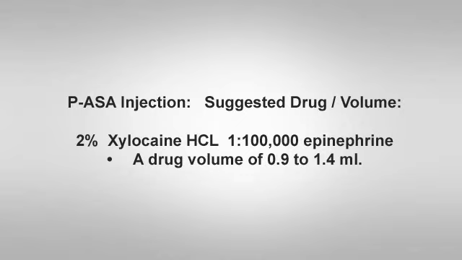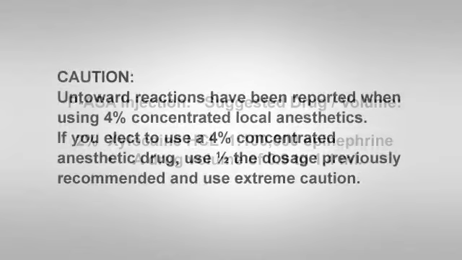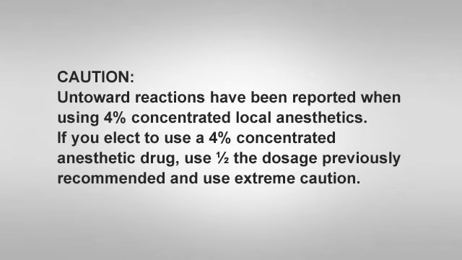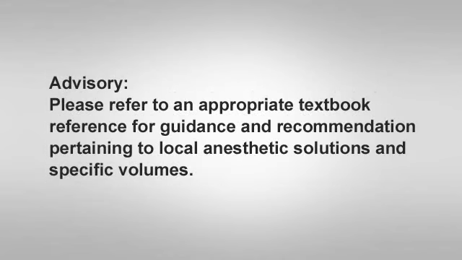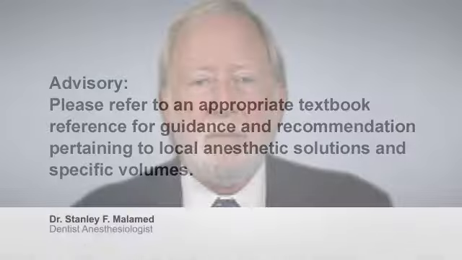A drug volume of 0.9 millimeters to 1.4 millimeters, which is equivalent to 3/4 to 1 full cartridge, is a suggested volume when performing the P-ASA injection. If you elect to use a 4% concentrated local anesthetic drug, such as 4% articaine HCl, use half the dosage previously suggested and use caution when using these medications. Please refer to an appropriate textbook reference source for guidance and recommendation pertaining to local anesthetic solutions and specific volumes.